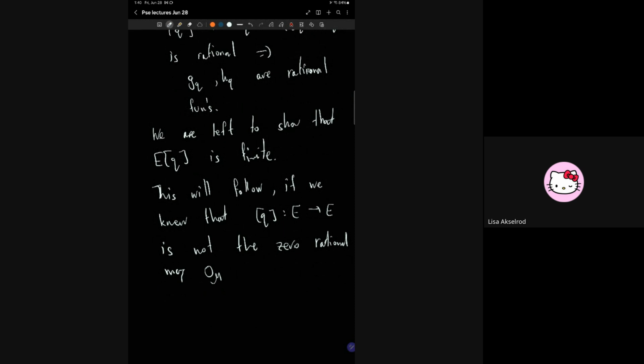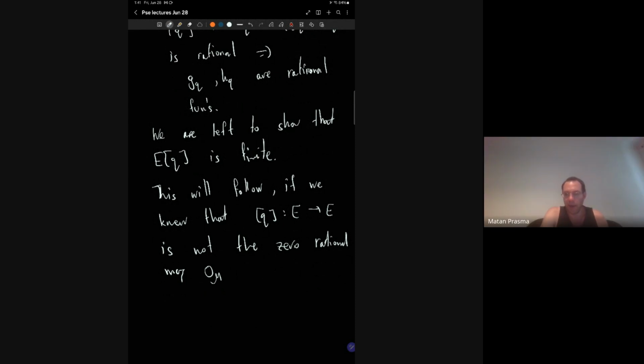I'm not sure I understand this statement. I understand why, if it is the zero map, the number of points won't be finite. But I don't understand how we know that this is the only case when it's true.